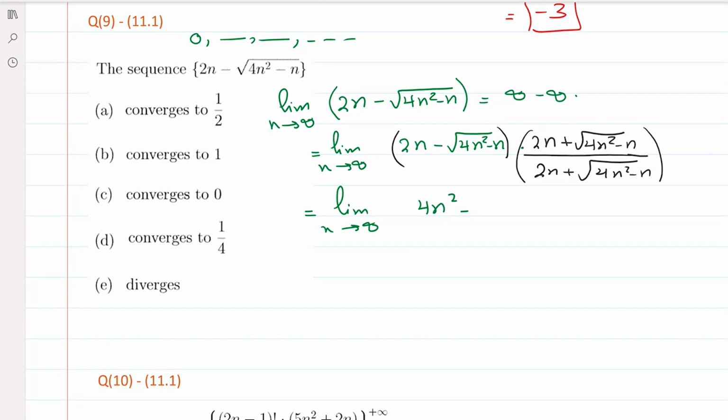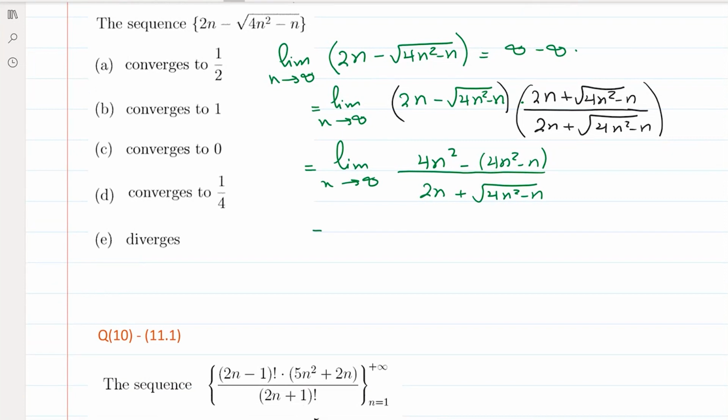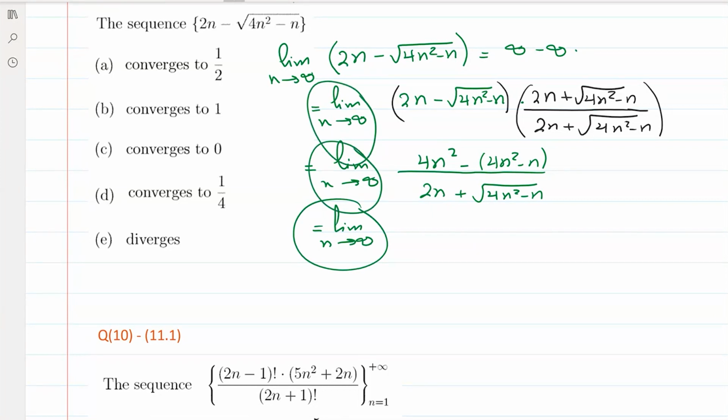Okay, when you multiply any number by its conjugate, it will be first square minus second square. The second square is the root squared, which will be 4n square minus n. In the denominator we have 2n plus root of 4n square minus n, like that. If you simplify it, it will be limit as n goes to infinity. That is why we take the limit as n goes to infinity, because we are looking for the changes in the behavior of this sequence at infinity, at very large numbers.